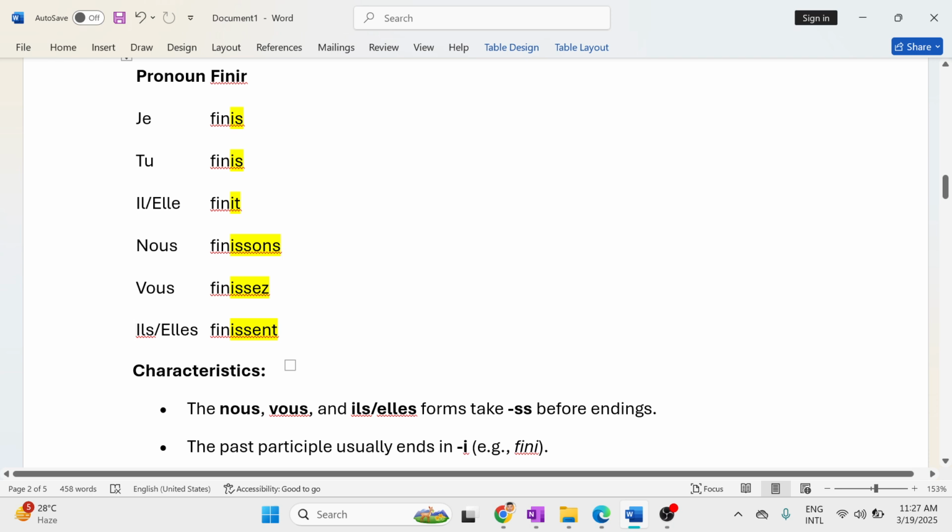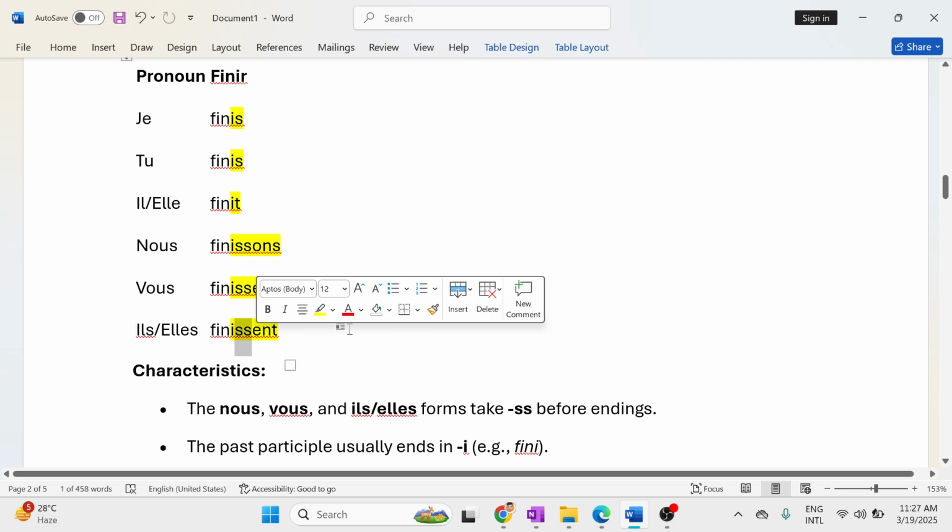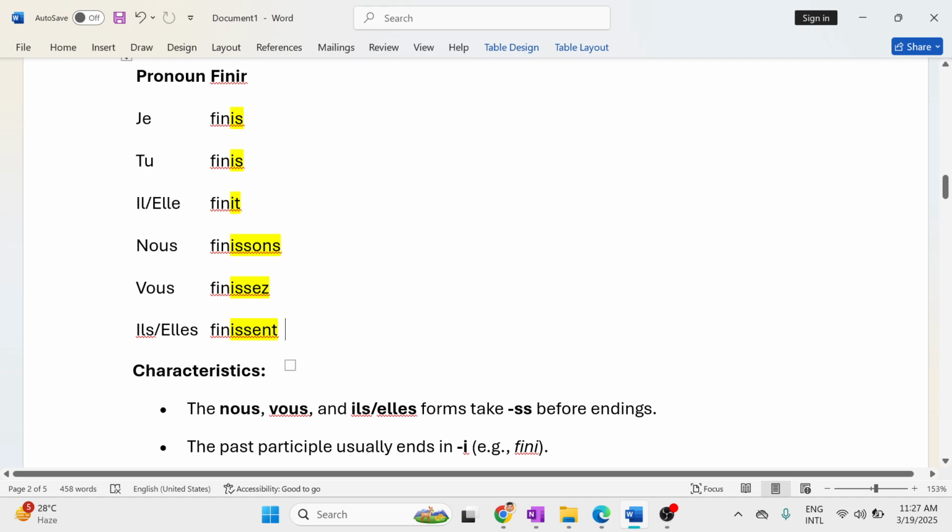It's finish actually. A sound is coming just to maintain the ending. So fini, fini, fini, finissons, finissez, and finissent. Okay, so here these three sounds are the same, and these three sounds are different. Left over are these three plural ones: nous, vous, and ils, elles.